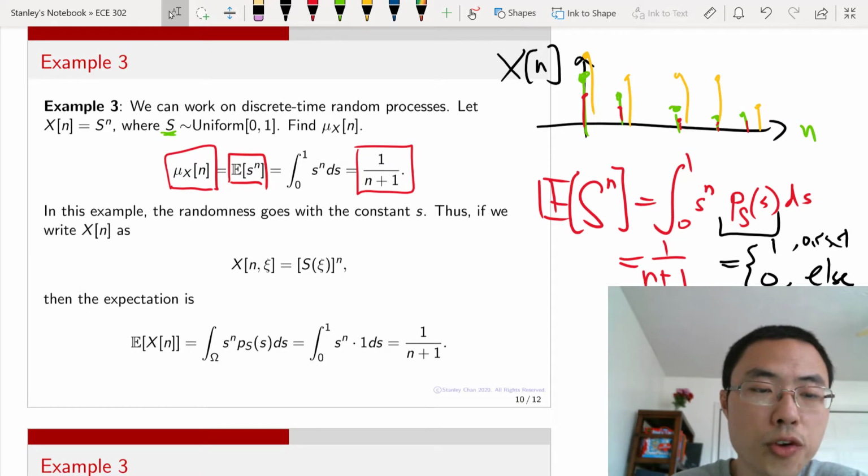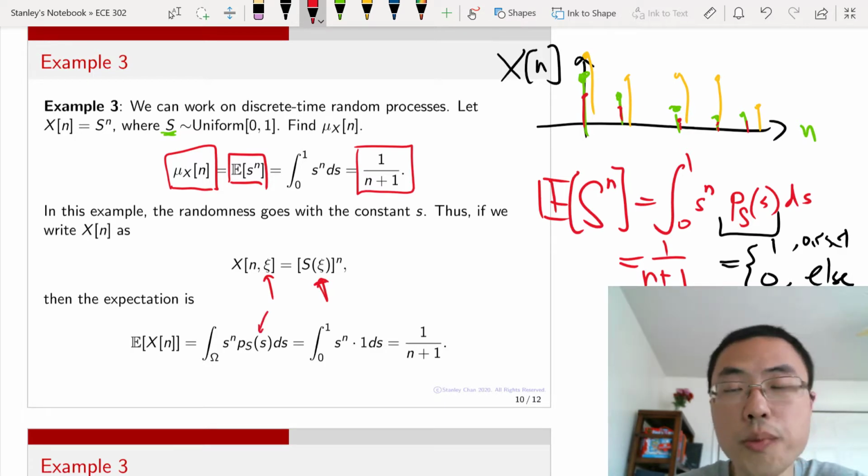You can also do this more formally, right? Because the randomness goes with this s, and so you need to put a PDF of s, and that's why we come up with this formula.